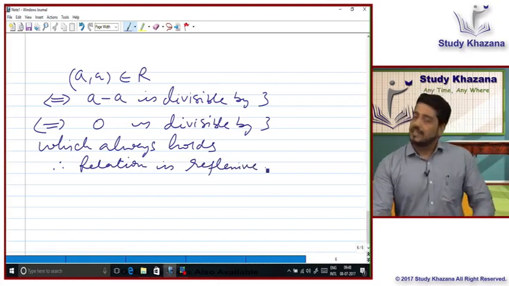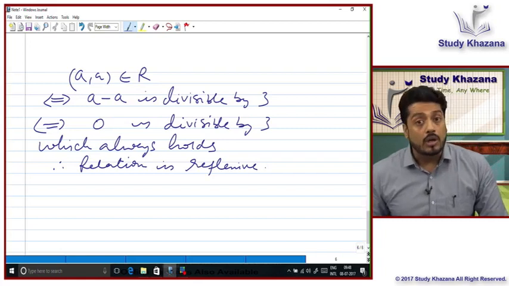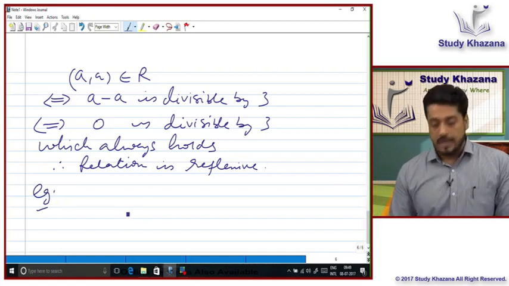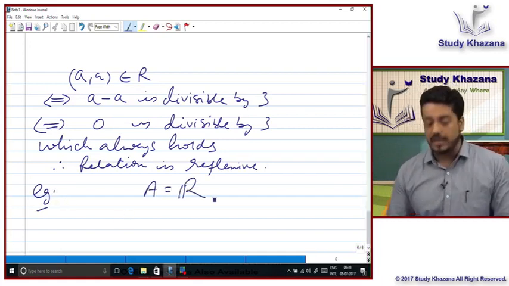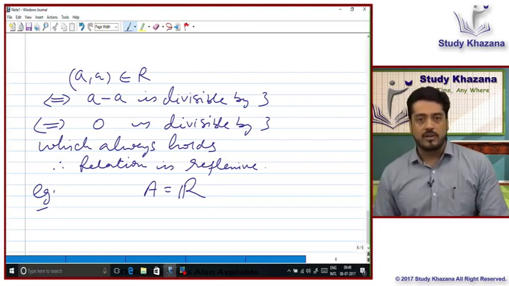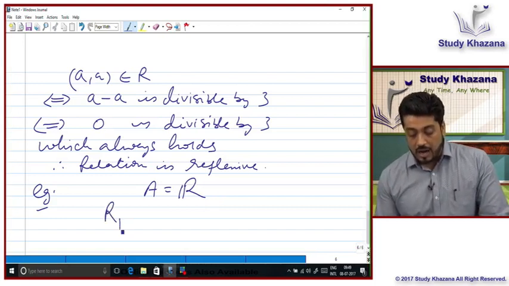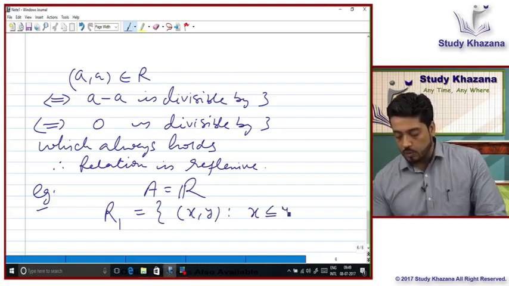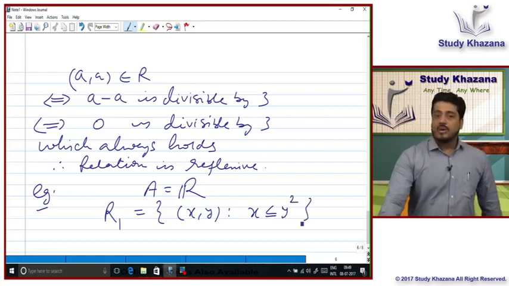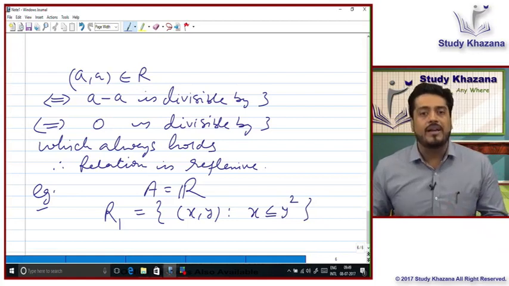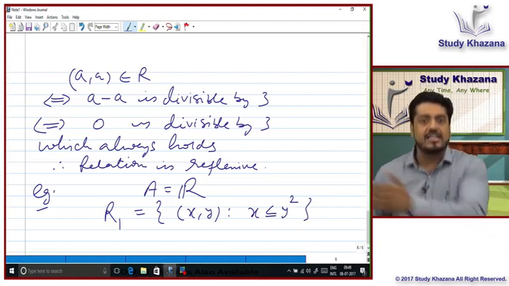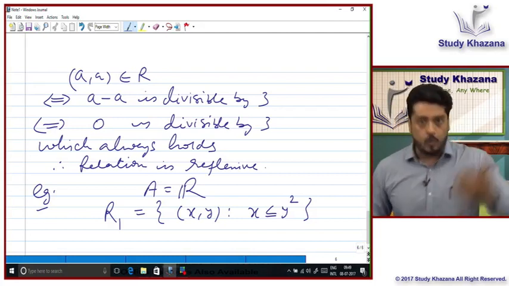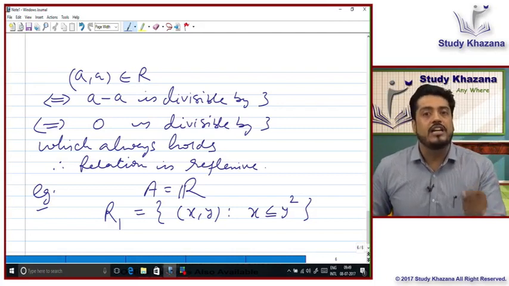Okay, fine. Let us consider one more example, which is very important from the class 12th board's point of view. Let us consider an example on the set of real numbers. My set is the set of all possible real numbers. Let us define a relation R1 as all those ordered pairs (x, y) such that x is less than or equal to y square. This contains all those ordered pairs where the first element is less than or equal to the square of the second element. Again, the question: is this relation reflexive? If yes, prove it. And if no, then you can proceed with a counter example.